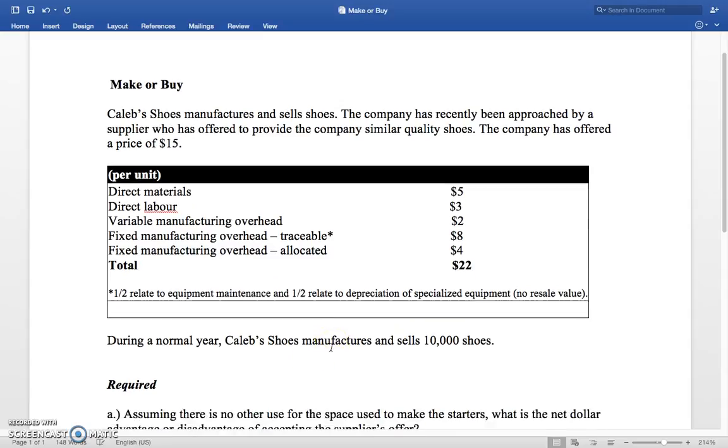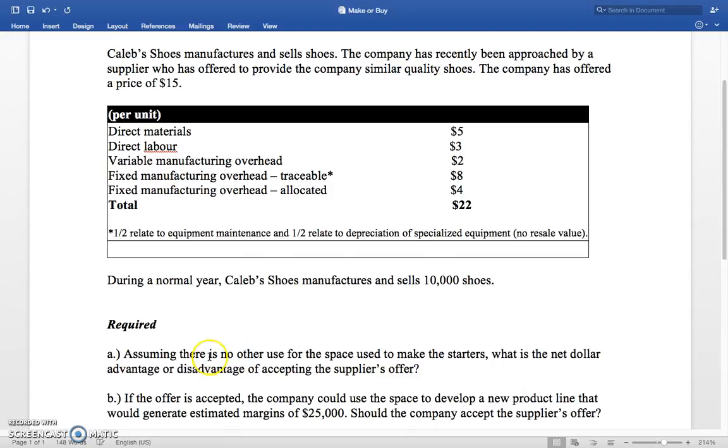So the first part where it asks you is assuming there is no other use for the space used. Basically, this question is saying assuming that there is no opportunity cost, all right? What is the net dollar advantage or disadvantage of accepting the supplier's offer? So I'm going to draw this up, all right? It's better to illustrate it. So you can either decide to make it yourself or you can decide to buy it, all right? And we're going to look at each aspect of it.